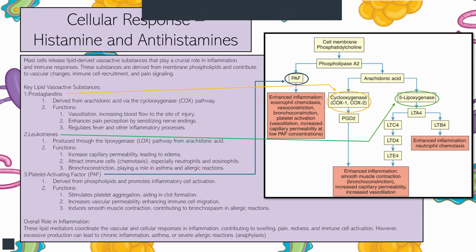Leukotrienes are produced through the lipoxygenase pathway. Their function is to increase capillary permeability, leading to edema, attract immune cells, this is chemotaxis, especially neutrophils and eosinophils, and cause bronchoconstriction, which plays a role in asthma and allergic reactions. And then platelet-activating factor, derived from phospholipid, promotes inflammatory cell activation, stimulates platelet aggregation, aiding in clot formation, increases vascular permeability, enhancing immune cell migration, and induces smooth muscle contraction, contributing to bronchospasm and allergic reactions. These lipid mediators coordinate the vascular and cellular responses in inflammation, contributing to swelling, pain, redness, and immune cell activation.